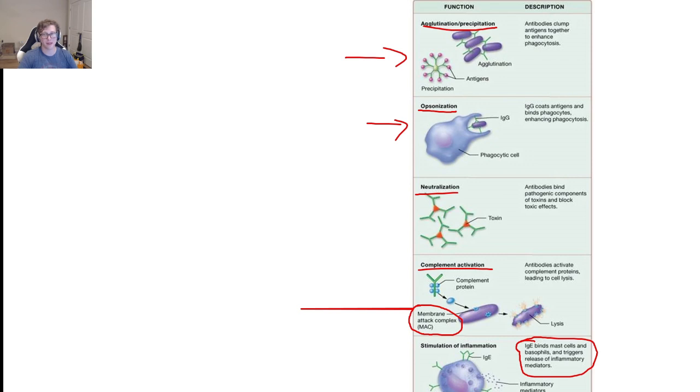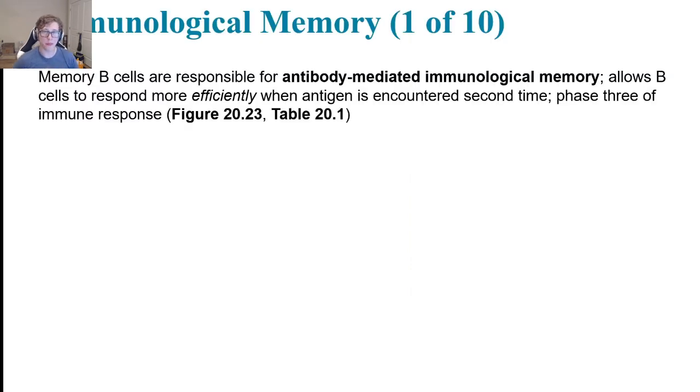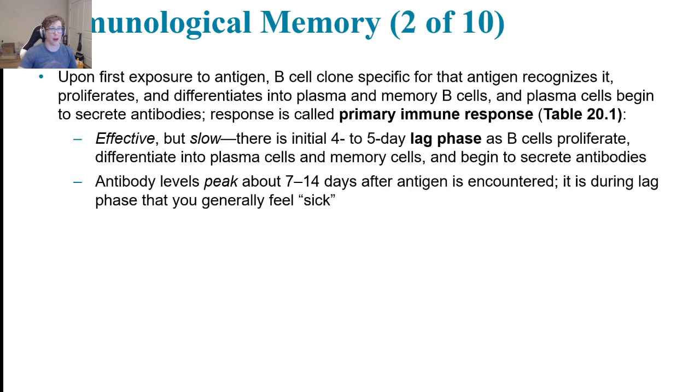Let's talk a little bit more about memory. So memory B cells are responsible for antibody-mediated immunological memory. Sounds scarier than it actually is. Essentially, the second time that you are exposed to the antigen, you have phase 3 of an immune response. Now, the first time, you have a primary immune response.